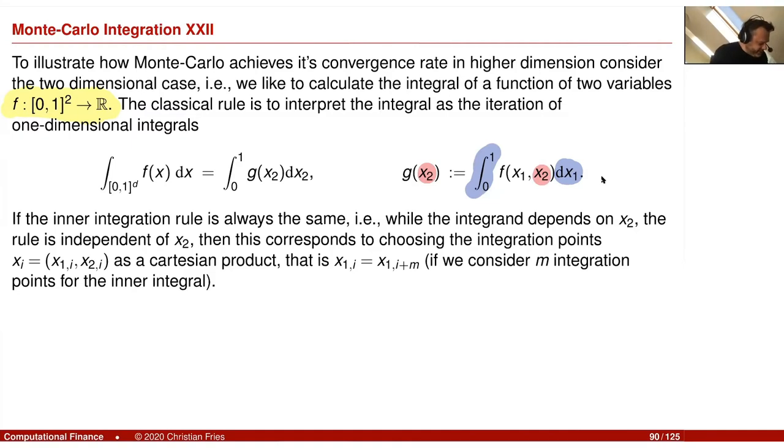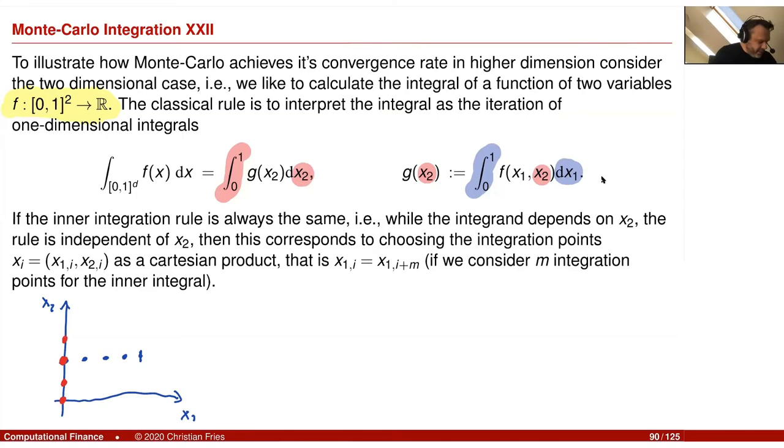So let me draw this here. I fix some x2. So this here is x2. And then I integrate with some points here with respect to x1. This will give me then this value g of x2. And then we integrate the function g with respect to x2. Yeah? So to integrate the function g with respect to x2, we have to have multiple values for g of x2.